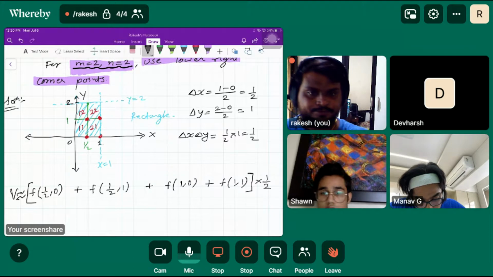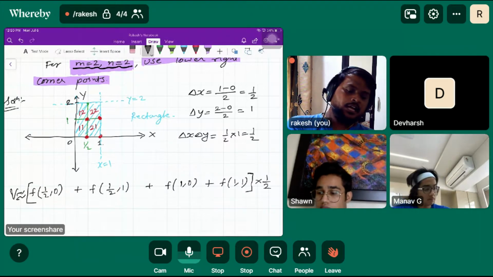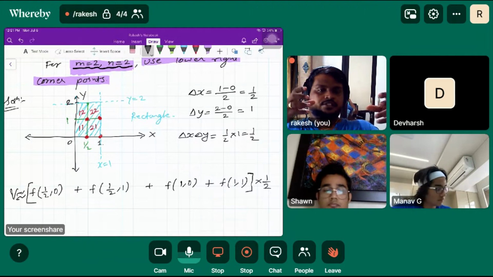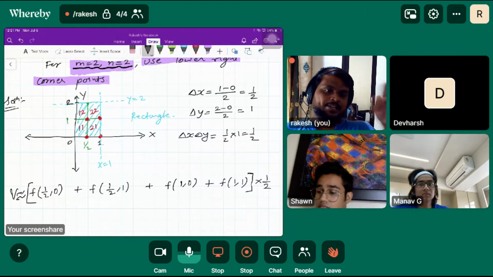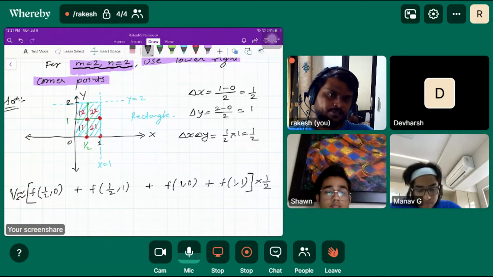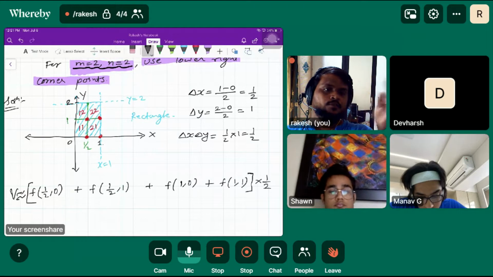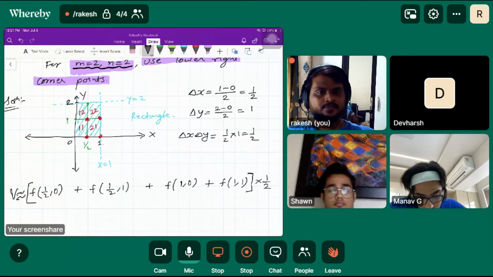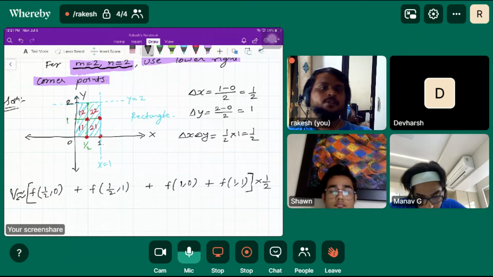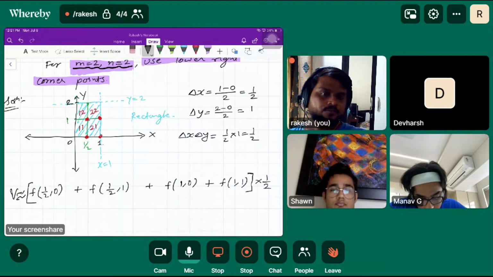Any doubt here? See, we have written the height of each cuboid in the bracket, and I multiplied them by the area of cross section, right? So area into each height will give you the volume of each cuboid, and that will give you the approximate volume under the surface within the region.